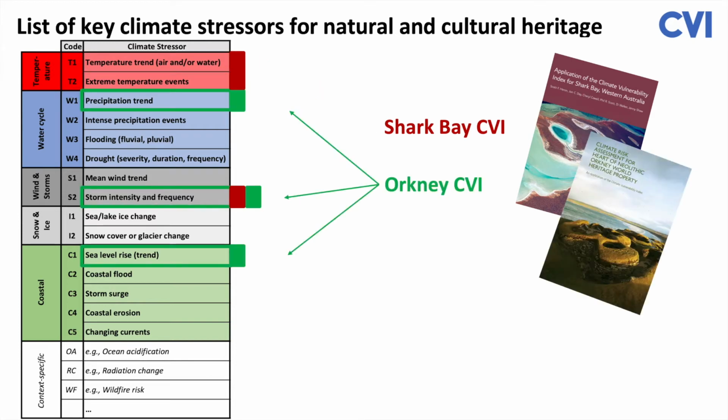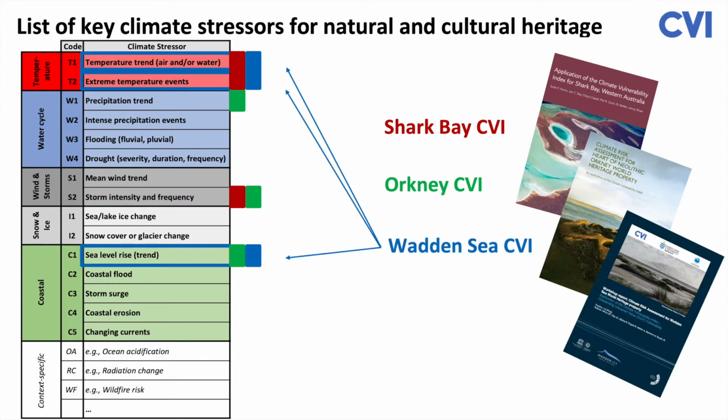For the Orkney application, there was some overlap, but there were different key climate stressors identified. Most recently, our application in the Wadden Sea World Heritage property again identified the 2 temperature stressors, the long-term and short-term, as well as sea level rise for that property. Those reports that you see the covers of on the right hand side are available online, and we can give you that information.